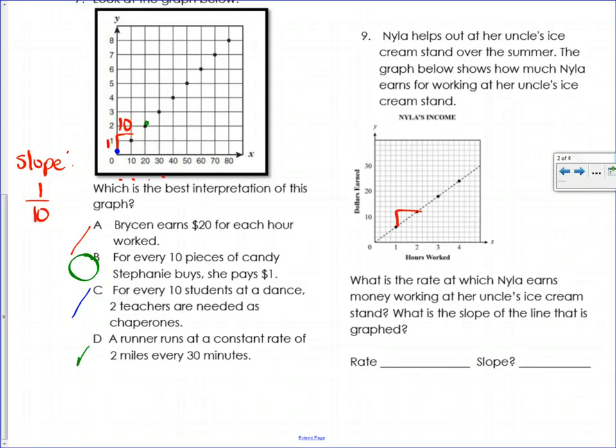So here, each of my lines on the y-axis is worth 2. So she went up, since it's 3 squares, up 6, and then over 1 on my x-axis. So the slope is going to be 6 over 1, which would be $6 for every 1 hour that she works. That's the rate and the slope. 6 over 1 for both.